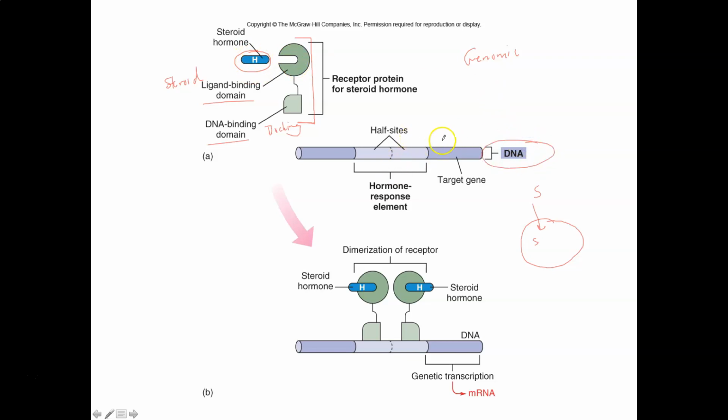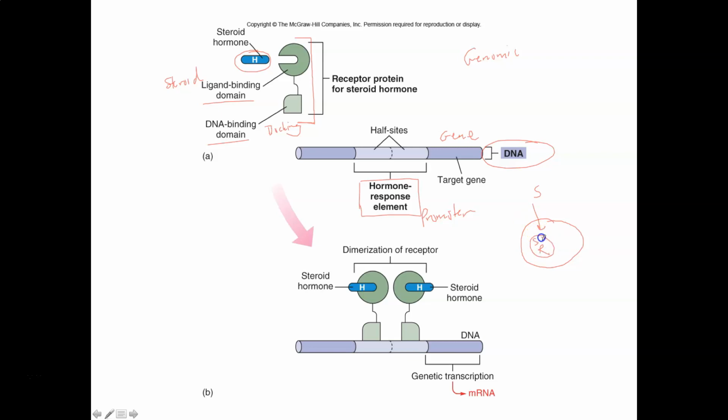So if this is our gene, if you will, our target gene that we want to transcribe, there needs to be a section in front of the gene where the transcriptional factors are going to interact. This is the hormone response element, also referred to as the promoter region. So promoter regions are in front of the target genes. So when a steroid enters into a cell, it's going to interact with a receptor.